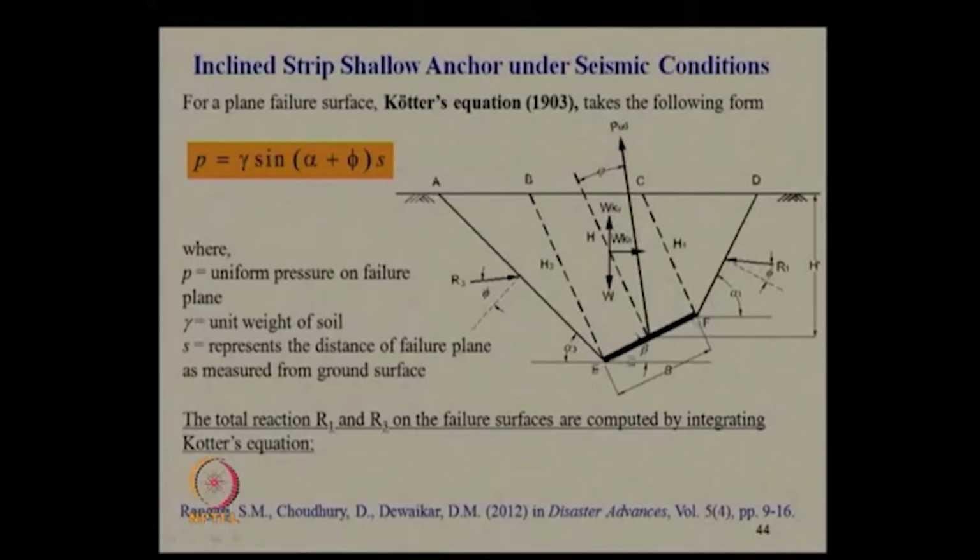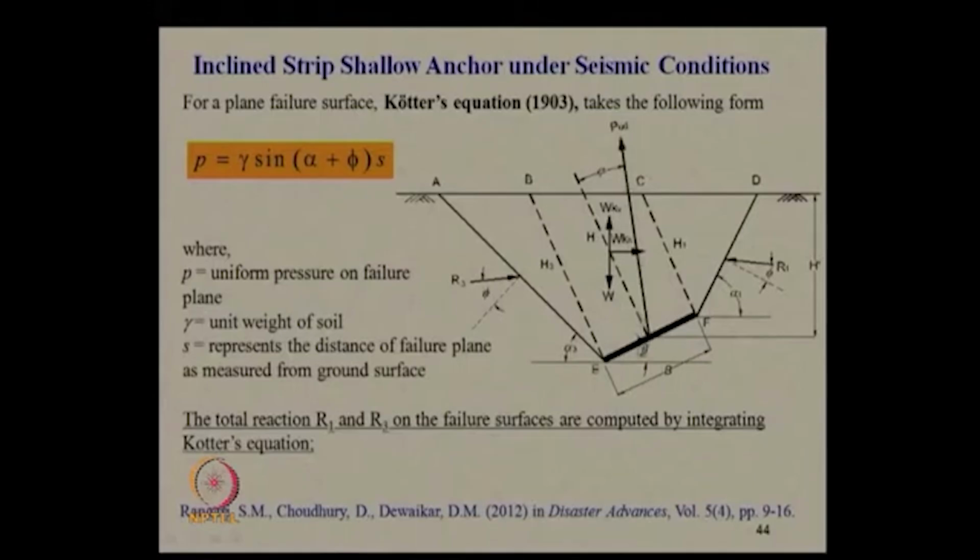Now, coming to the application for the case of an inclined strip anchor. So, if the anchor plate is inclined like this, say the inclination angle of the anchor plate is beta with respect to the horizontal, these are the soil reactions which you are getting again from Coter's equation, and these are the various seismic forces: this is the weight of the central block and the seismic inertia forces in vertical and horizontal direction. This is the uplift capacity.